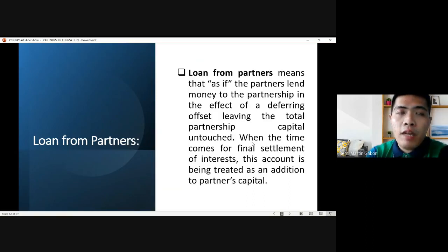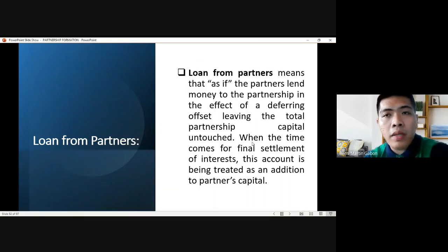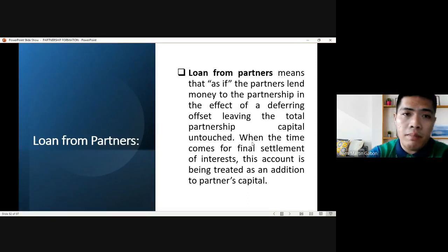If loan to partners is as if the partnership is lending something to a specific partner, then loan from partners is as if the specific partner is lending something to the partnership. Baliktaran. Okay? Vice versa.